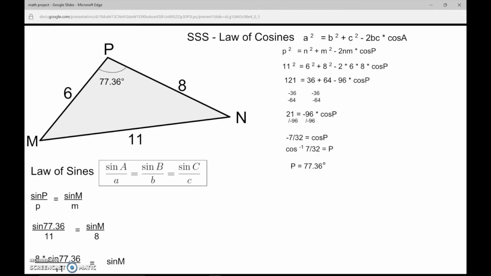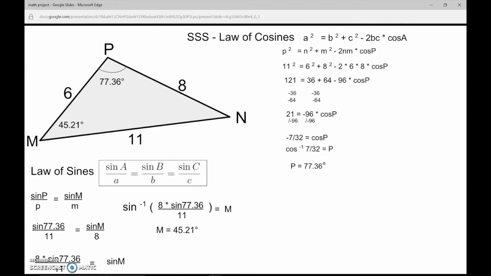We multiply both sides by 8 to get 8 times the sine of 77.36 over 11 equal to the sine of m. Taking the inverse sine of both sides, we get m is equal to the inverse sine of 8 times sine of 77.36 over 11. We put that in our calculator, we'll get m is equal to 45.21 degrees. We'll put that on our triangle too.